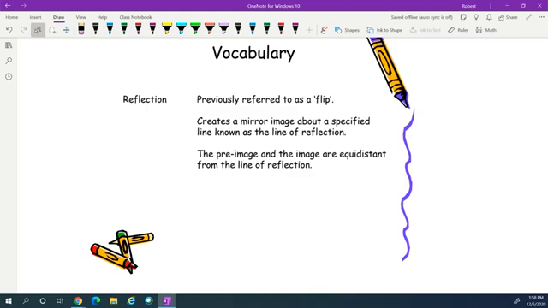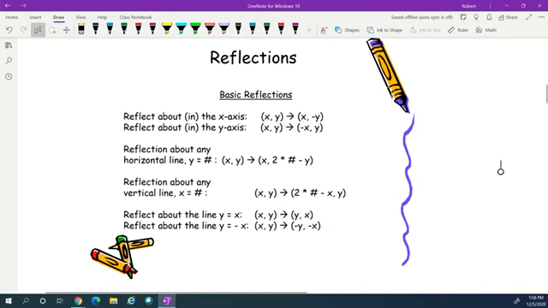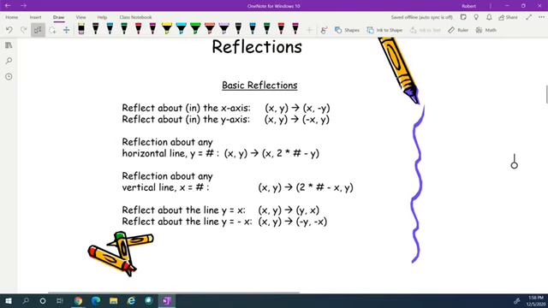Now we're going to focus on a few different ways of reflecting. There's six, and some of them, we're familiar with this map layout, this map format. So let's just look at these rules real quick.